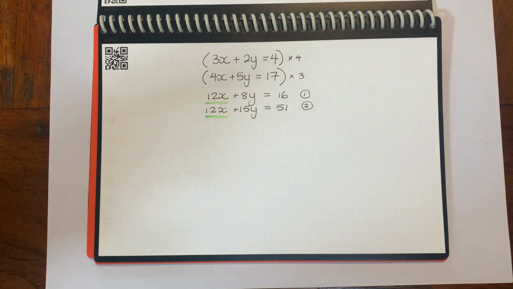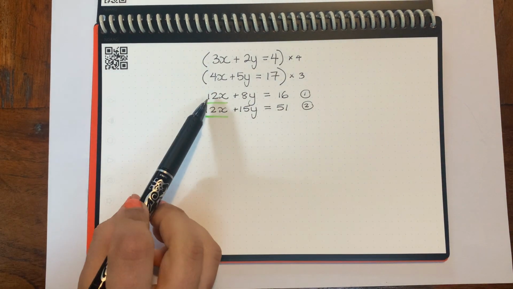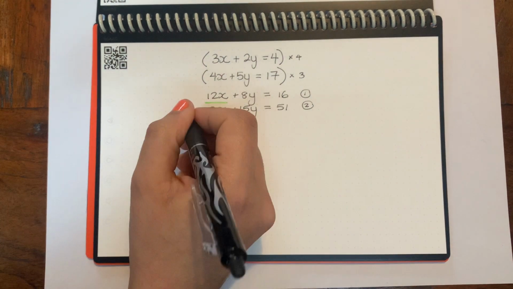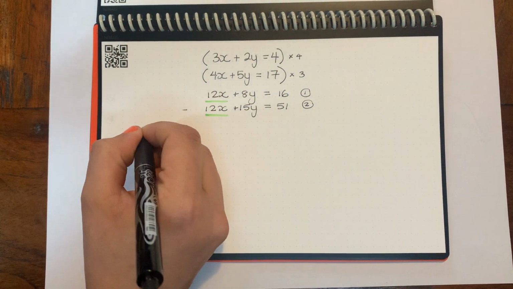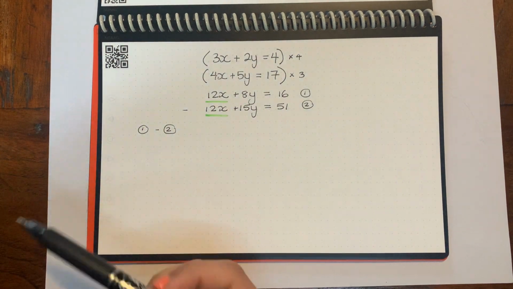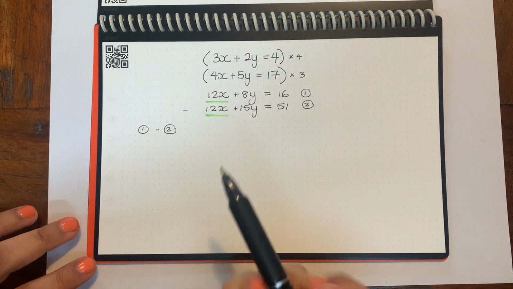And again, I need to decide whether I need to add or subtract. So if I was to add these together, 12x plus 12x would give me 24x. That's not really going to work for me, so I'm going to subtract them this time. So equation 1, take away equation 2. You can, of course, do equation 2, take away equation 1. Doesn't really matter. I'm just doing them in the order they're written here.